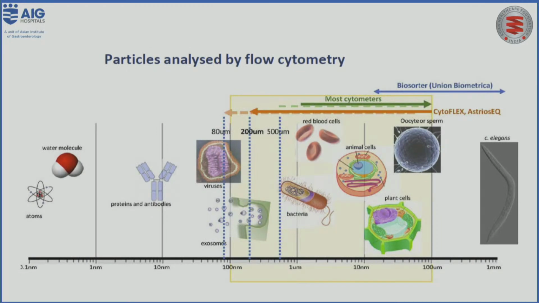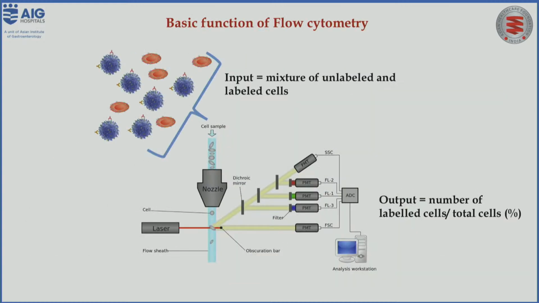In flow cytometry, what particles can we analyze? They range from 100 nanometers to 100 micrometers, so we can analyze various types of cells or organelles and also red blood cells. What is the basic function of flow cytometry? When we give an input of a mixture of unlabeled and labeled cells, the output is labeled cells. We can get the percentage number of labeled cells using flow cytometry.